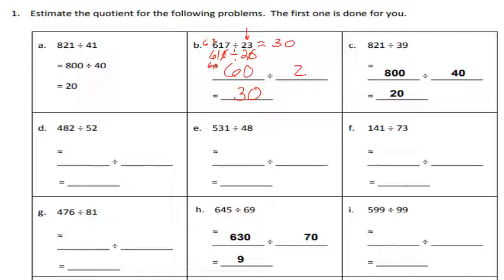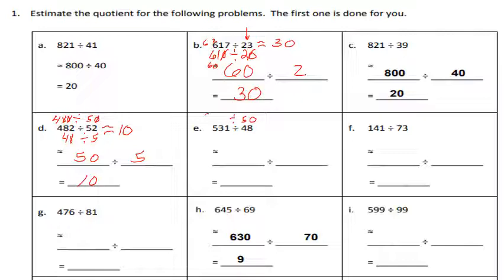Now we're coming to D. Now once again, 52, it's going to be closer to 50 divided by, and I'm going to go to 480. That allows me to take the zeros off. Now I've got 48 divided by 5, and I can see that the closest multiple would be 50 divided by 5, which gives us 10. So we know this would be approximately 10.